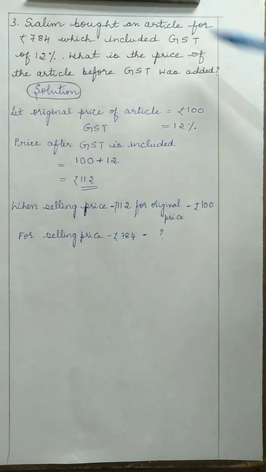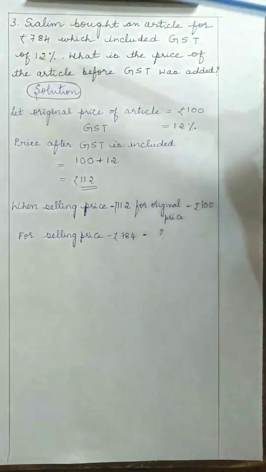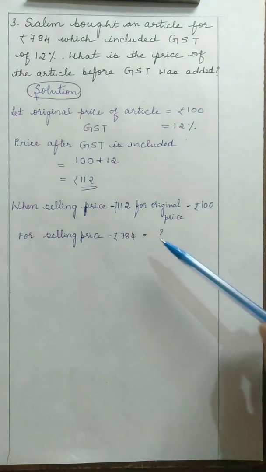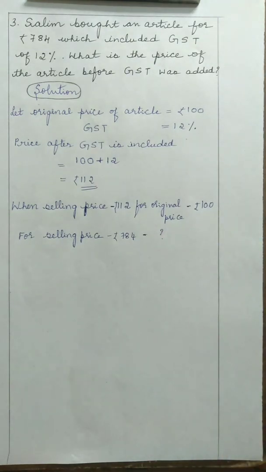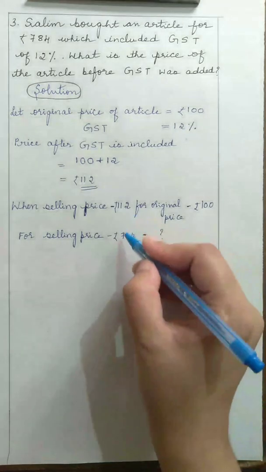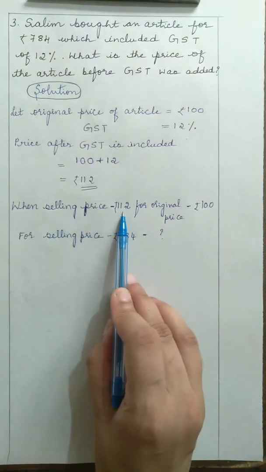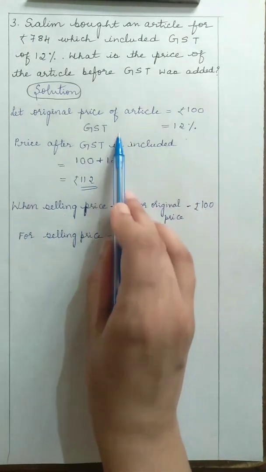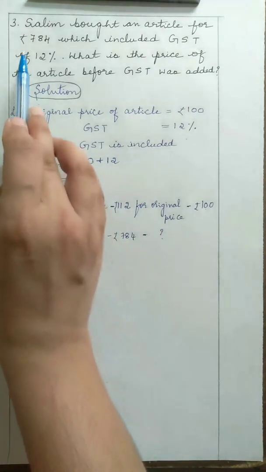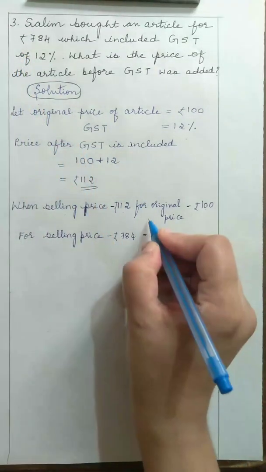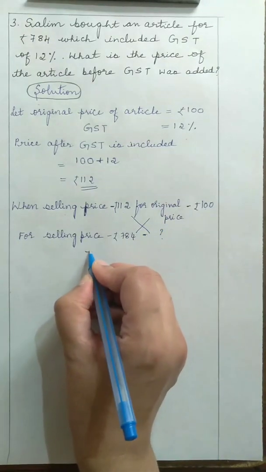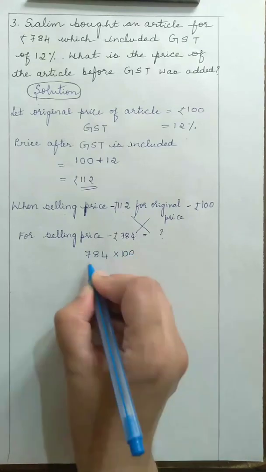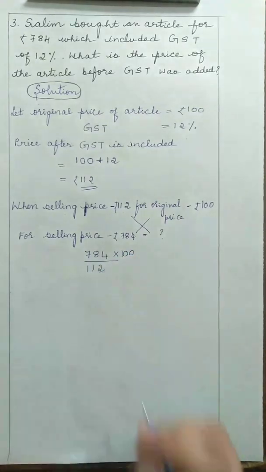Now Salim bought an article for rupees 784 which included GST. Therefore, we need to calculate what will be the original price of the article. Therefore, this is the method. Selling price is rupees 112 for the original price rupees 100, which we had calculated here. Then for the selling price rupees 784, how much is it? When we cross multiply here, children, we will get 784 into 100 divided by 112.